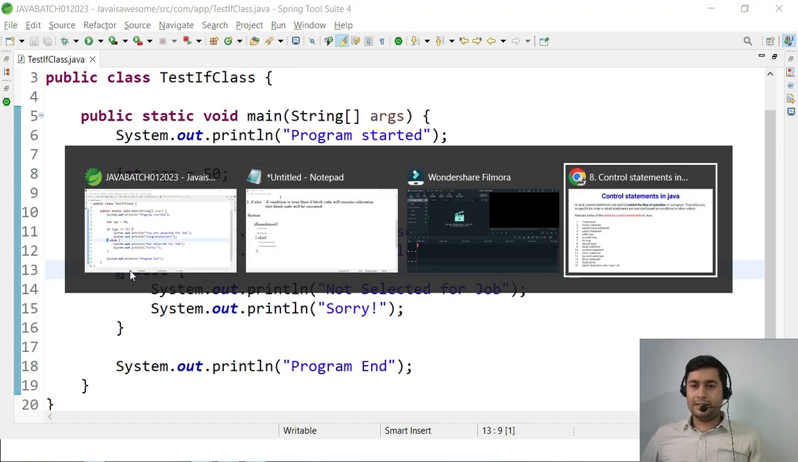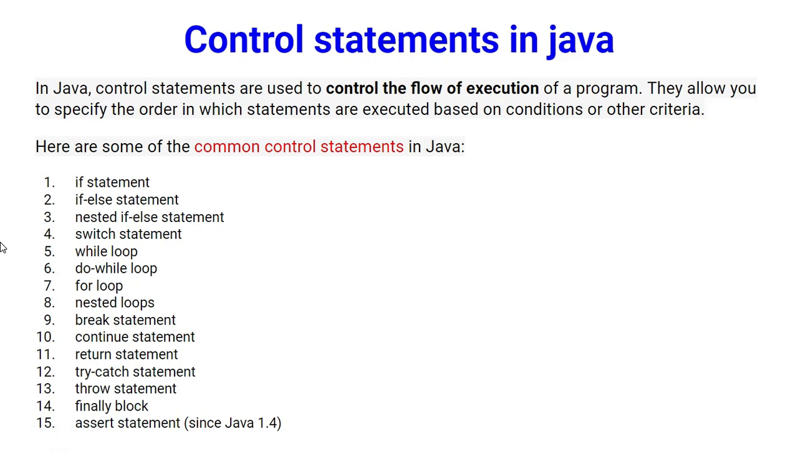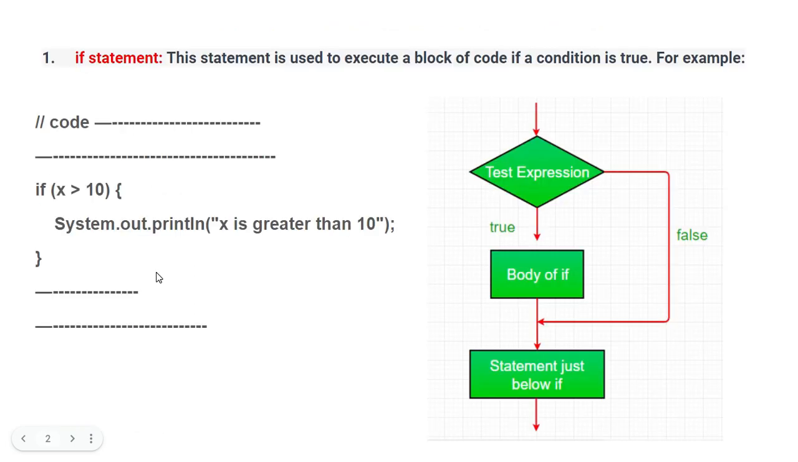So as of now I have covered the if statement, if else statement, and the nested if else statements I will cover in the next video, and then we can go with the switch, while loop, do while loop, and everything. Okay, so this is the if statement. This statement is executed, a block of the code, when the condition is true.